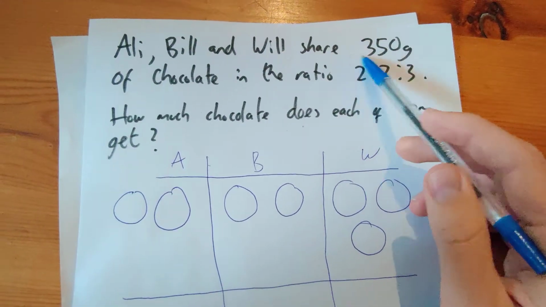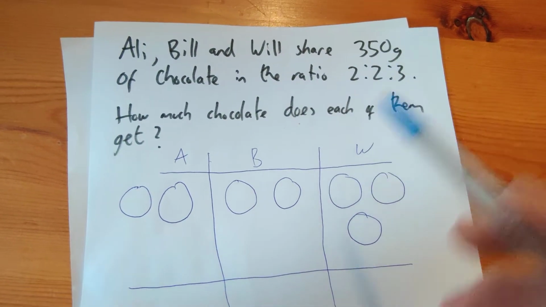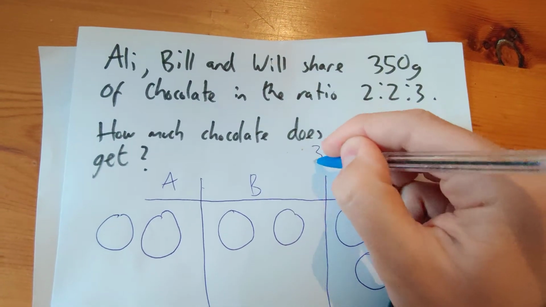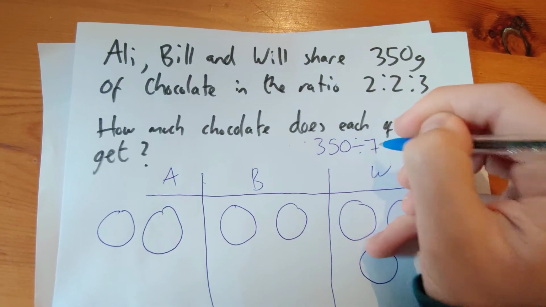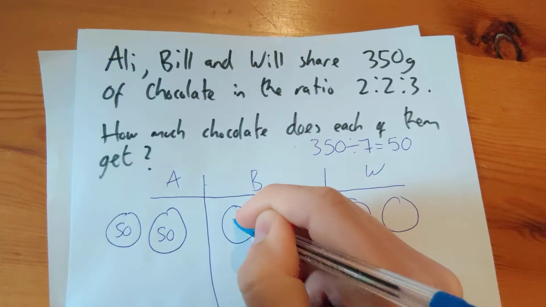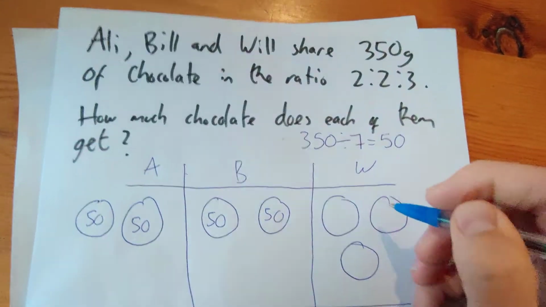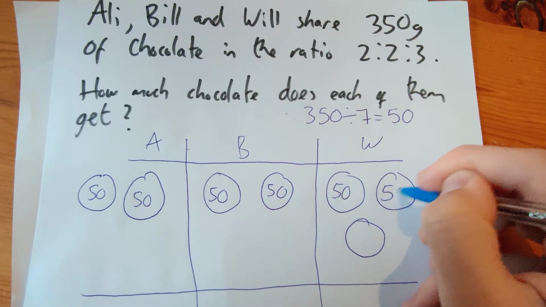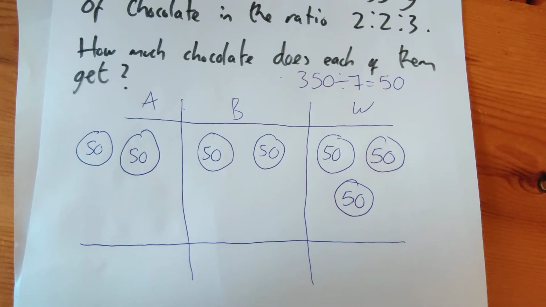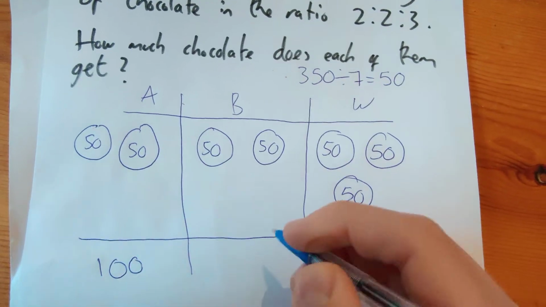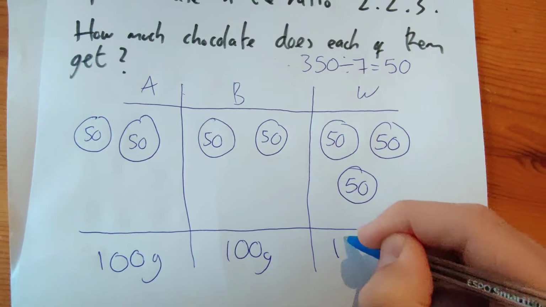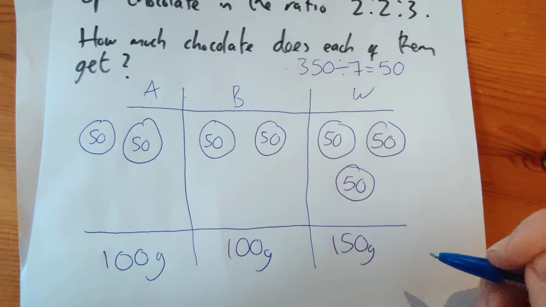I have to share out 350 grams, and I have 2, 4, 7 parts. So if I share 350 between 7 parts, it gives me 50 for each part. If you had a ratio where there was a really high number of parts in one, you might not draw them all out. You might just use your imagination or write times or something. But for this, I'm going to draw them all out. I can see that Ali gets 100 grams, Bill gets 100 grams, and Will gets 150 grams.